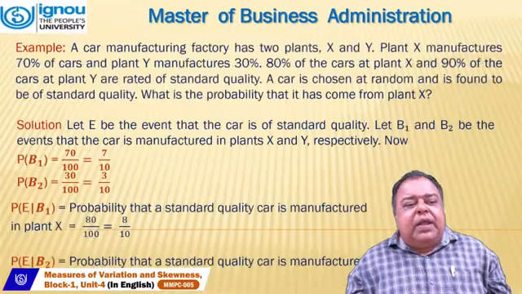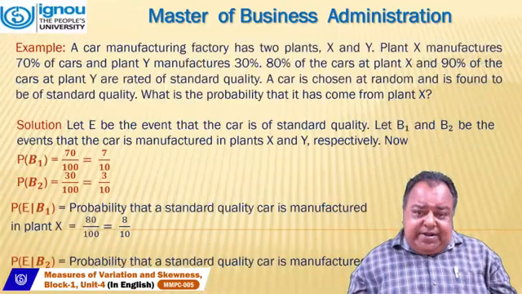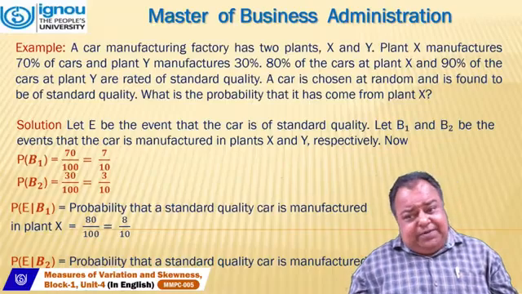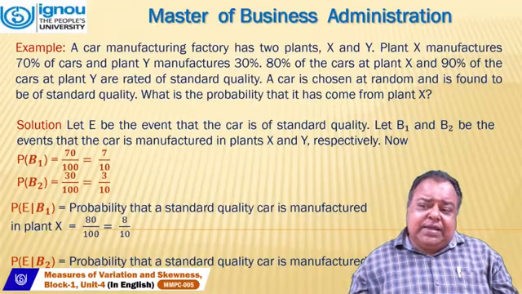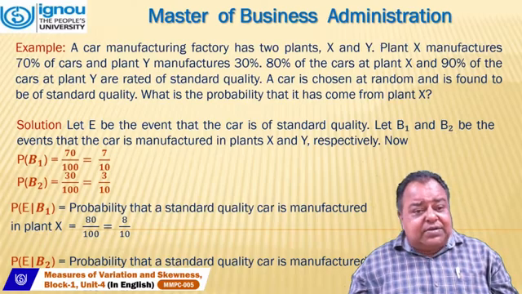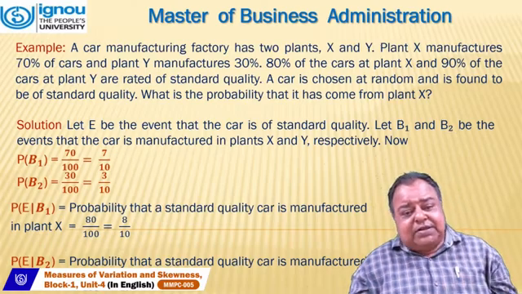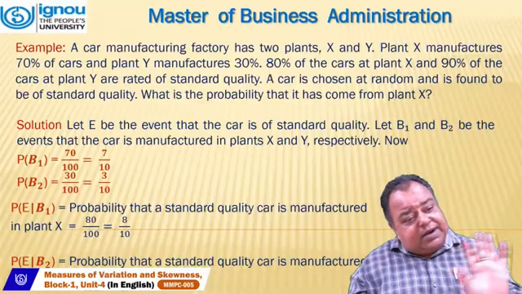Now, a car manufacturing factory has two plants, X and Y. Plant X manufactures 70% of the cars and plant Y manufactures 30%. Total is 100%.